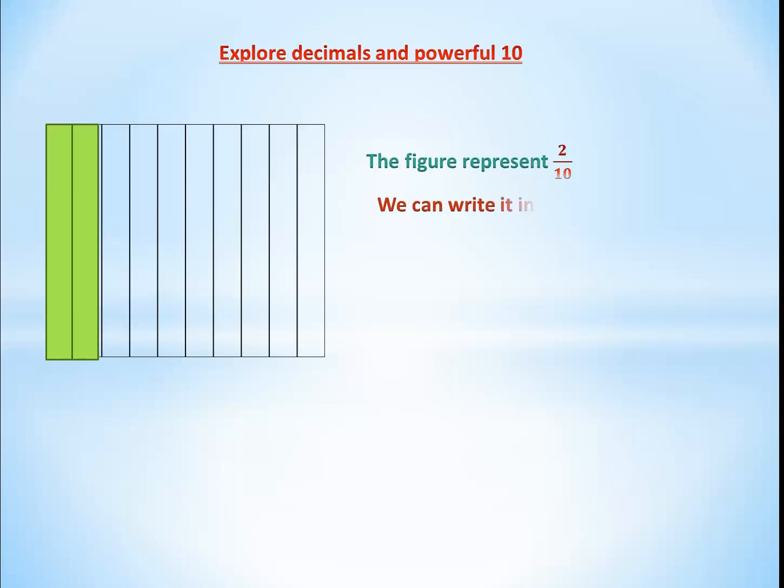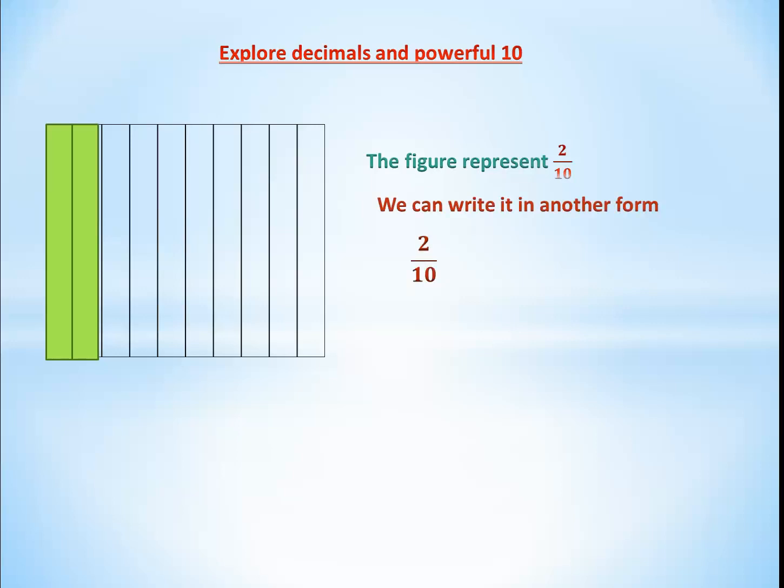Okay, let's see if we have a fraction divided into 10 parts and we shade two parts. This fraction is 2/10 or 2 over 10. Okay, if the fraction has denominator 10, 100, 1,000, 10,000, 100,000, million, 10 million, and so on, it means we can write it in decimal form. So 2/10, how can we write it in the decimal form?